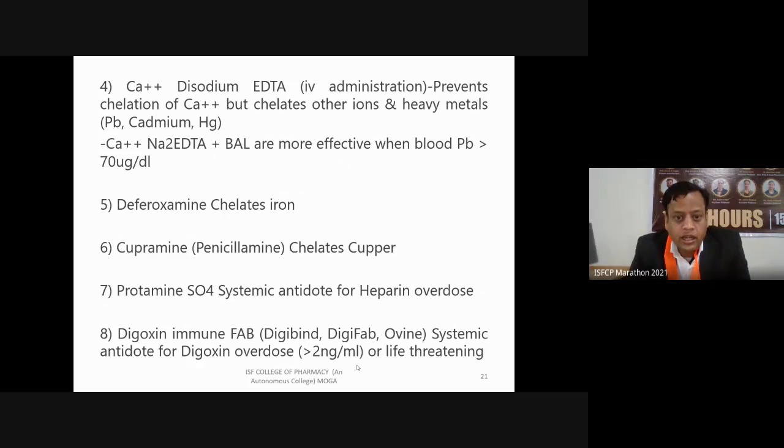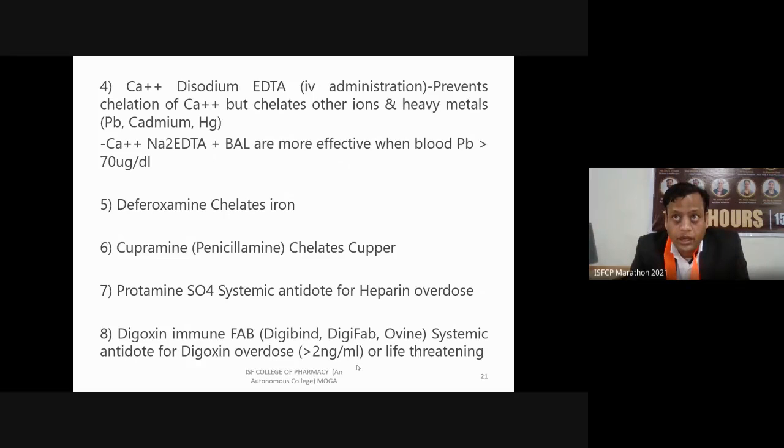Deferoxamine is also used for the chelation of iron. Iron toxicity can be reduced by the use of deferoxamine. Penicillamine is also a chelating agent that generally chelates with copper, so it is used in copper toxicity. Next is protamine sulfate. Protamine sulfate is a systemic antidote for heparin overdose. Heparin is a blood thinner that controls our blood, a thinning agent. So protamine sulfate is a systemic antidote for heparin overdose.